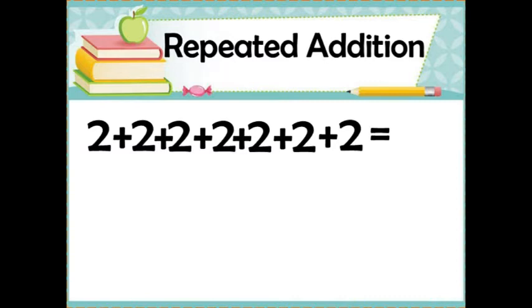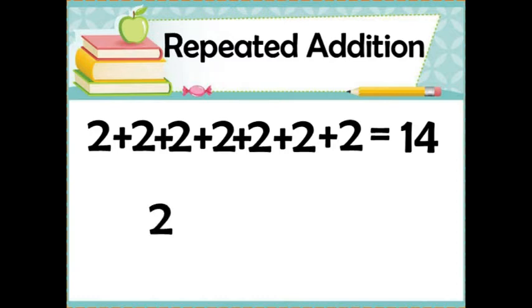So if we add those two, the answer that we will get is 14. So using this repeated addition, how are we going to write a multiplication sentence? For us to write a multiplication sentence, first look at the number being added. What is the number being added in this repeated addition? We have here number 2.